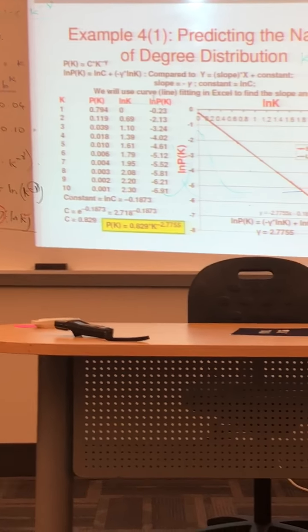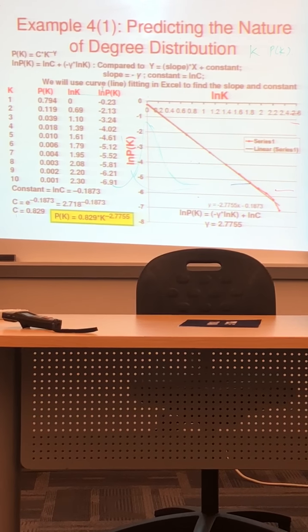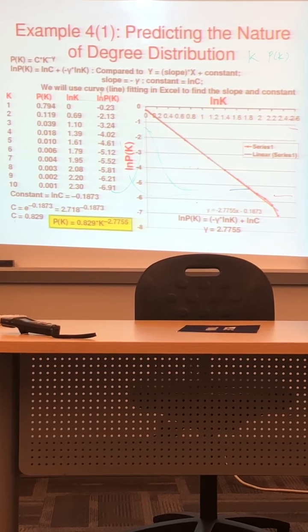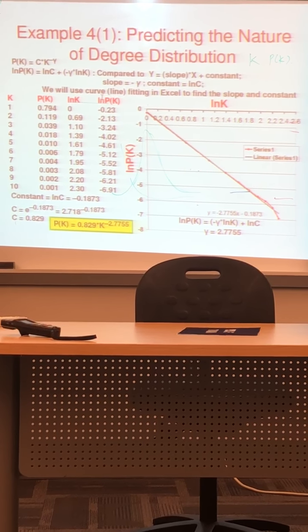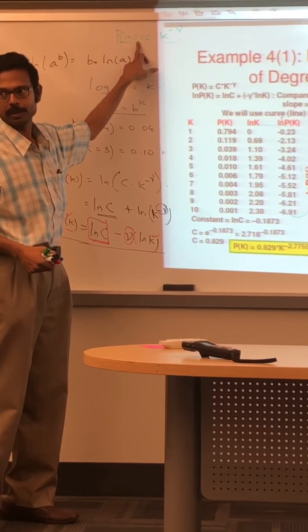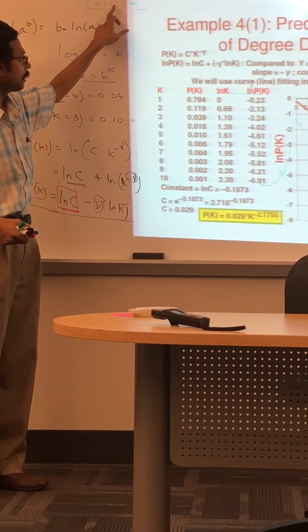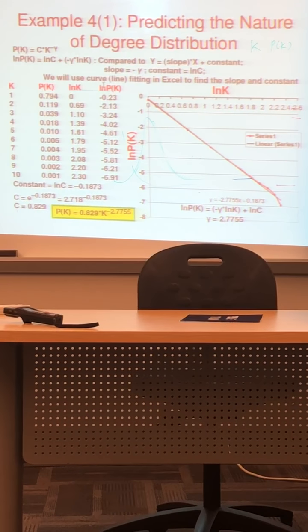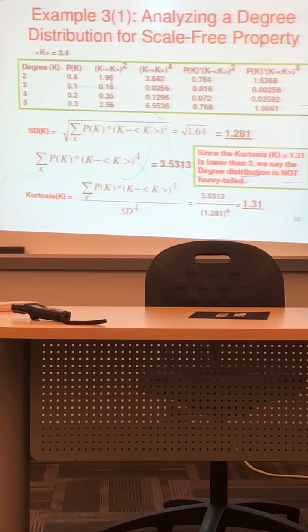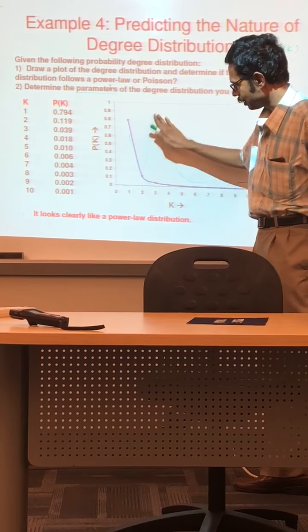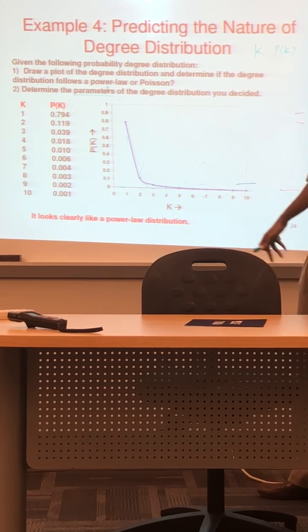If it's Poisson, you cannot find this, because it has to be this pattern. With a Poisson you won't be able to find such a distribution, so for it you only find the kurtosis. This fitting is only for scale-free power law.